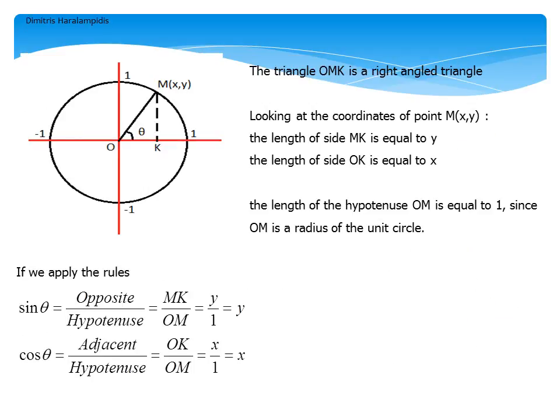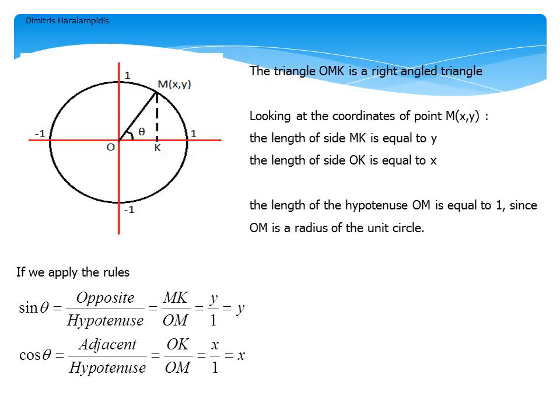By doing so, the triangle OMK is a right-angled triangle. And by looking at the coordinates of point M, we get that the length of side MK is equal to y, the length of side OK is equal to x, and the length of the hypotenuse OM is equal to 1, since OM is the radius of the unit circle.